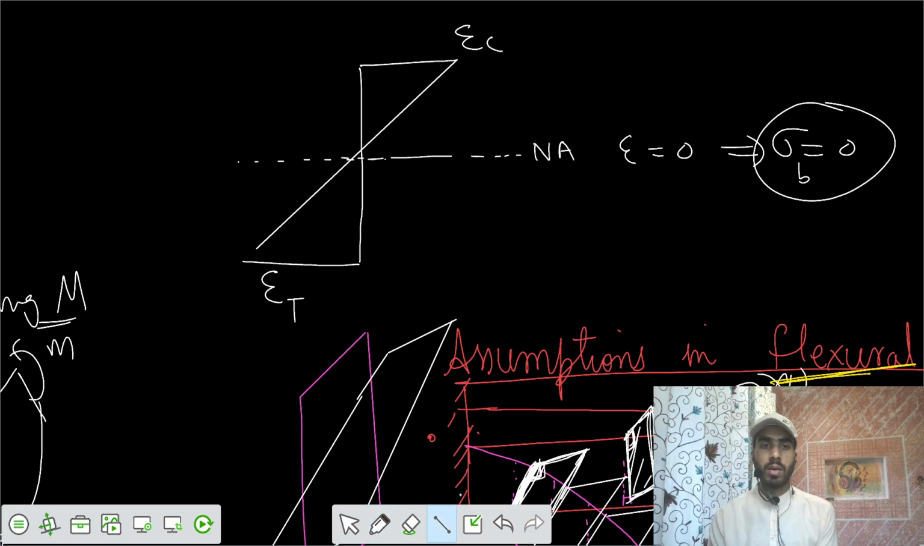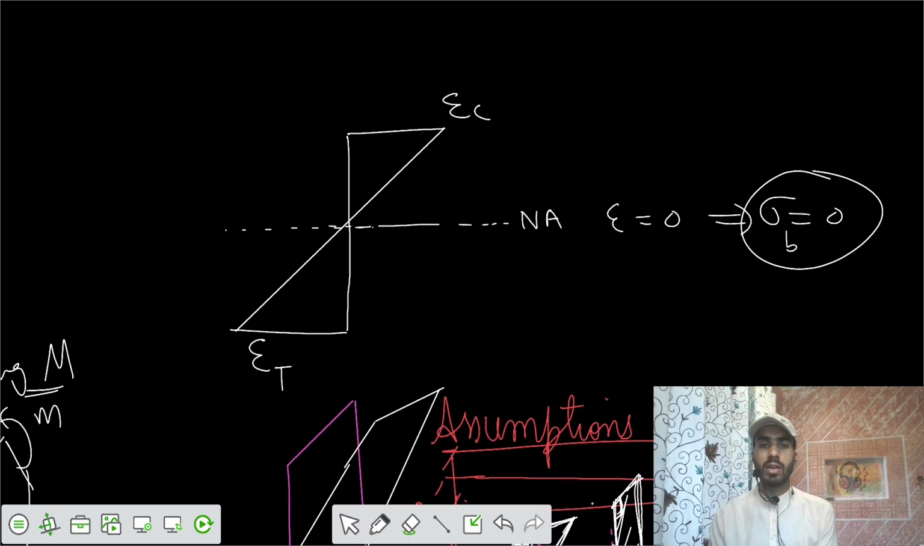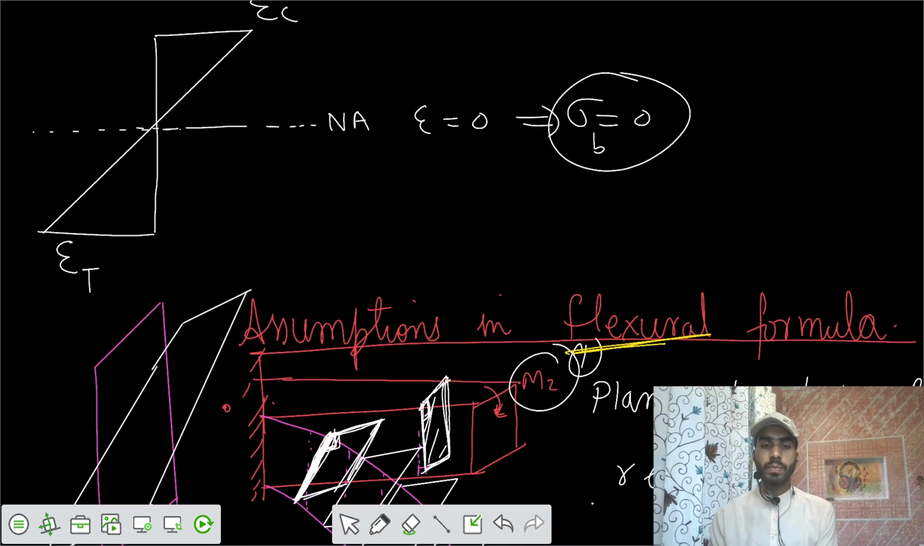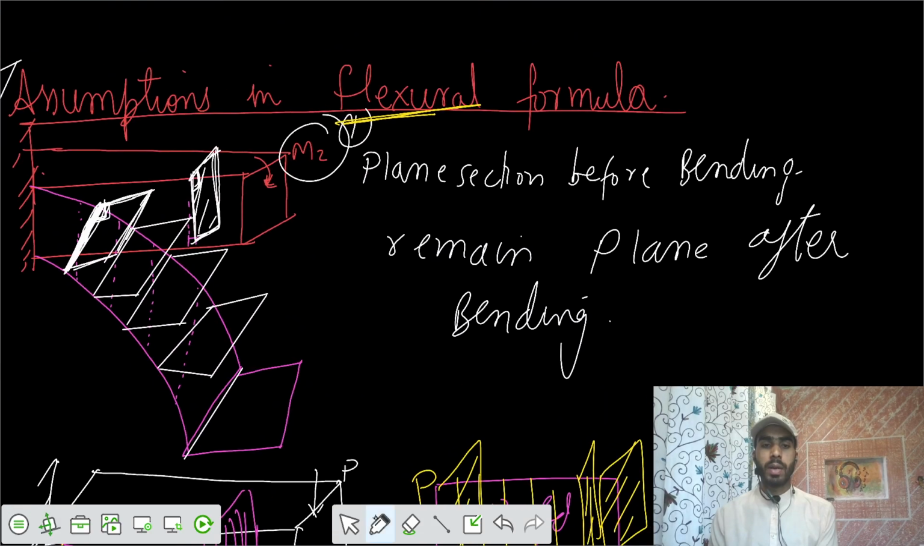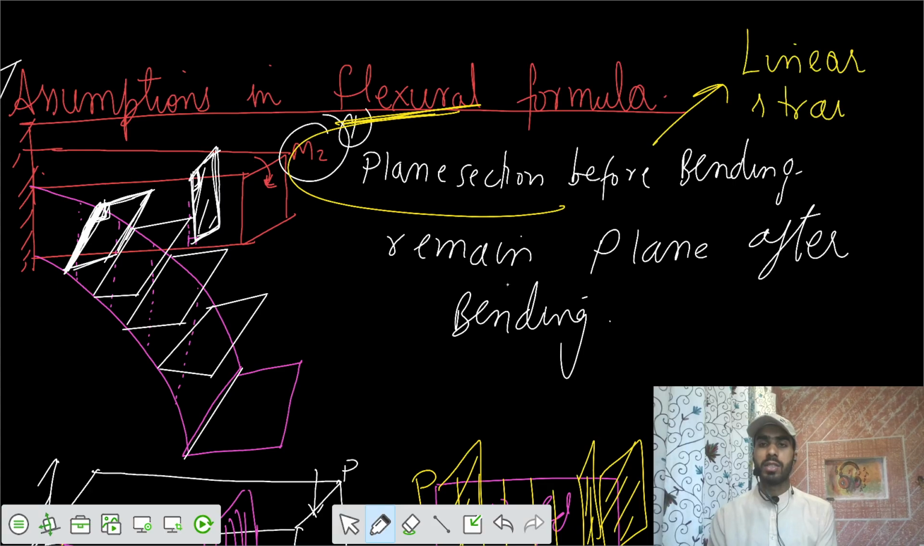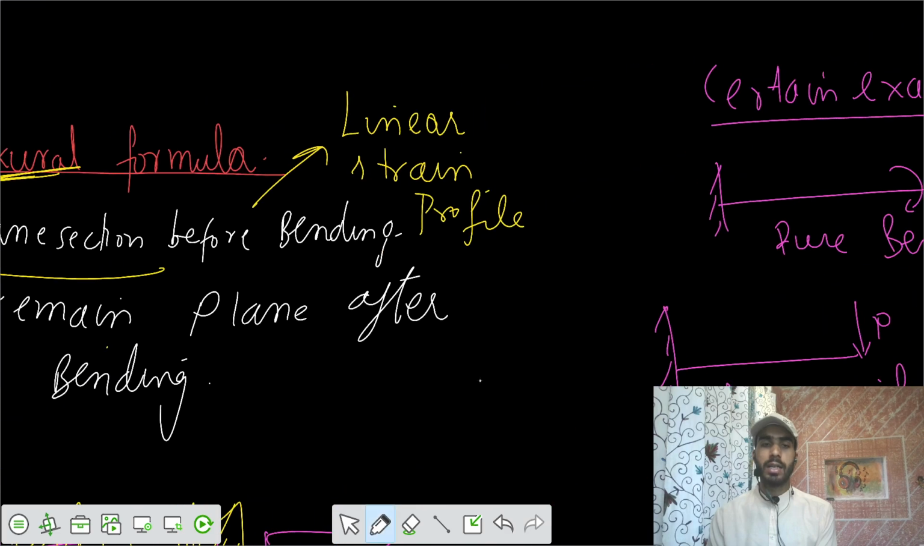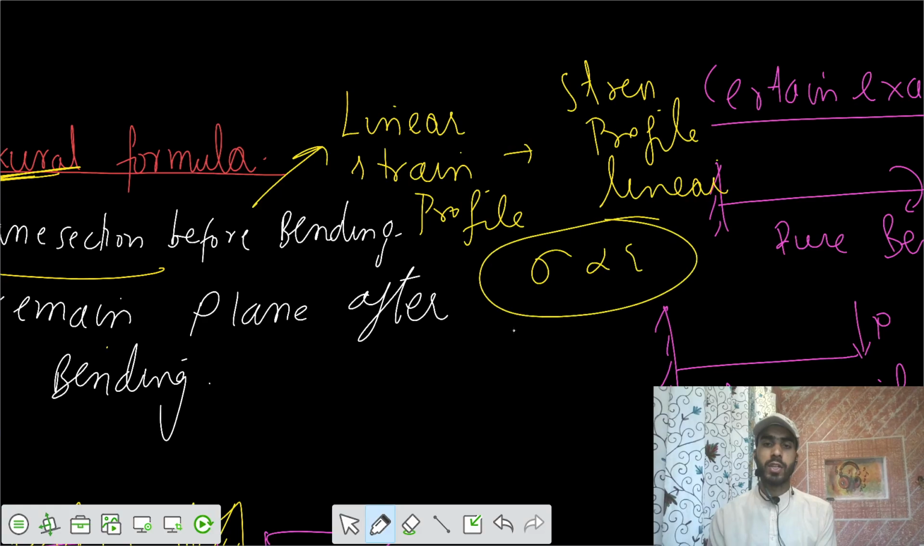So if you join them by a straight line, why are we joining them by a straight line? That's part of the derivation. The main conclusion of pure plane bending is that the plane section remains plane. Before bending it was plane, and after bending it remains plane. That means a linear strain profile. If you have a linear strain profile, your stress profile is also linear, because of Hooke's law, that stress is proportional to strain.